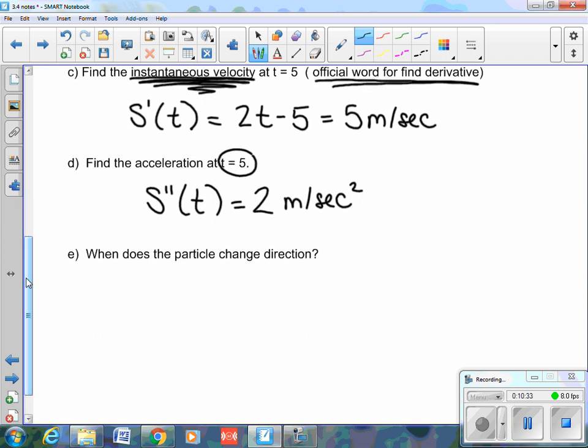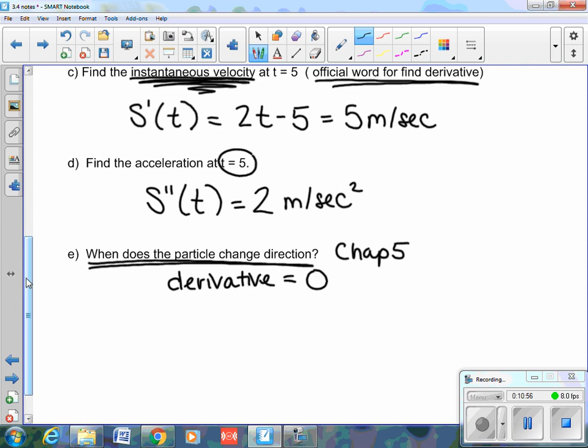Okay, this doesn't make sense to you right now, and it will once we get to chapter 5. Because in chapter 5, we really talk about when the particle changes direction. All you have to remember until you get into chapter 5 is that it changes direction when the derivative equals 0. That's when it's going to change direction.